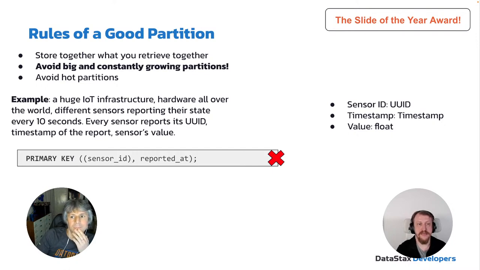A very important thing is also, as Stefan mentioned already, the nature of a constantly growing partition. If a partition has no limitation on size or time, and only grows over time, it may become too big. Like imagine we're writing those temperatures all the time, every 10 seconds. In a few months, they will become too big.